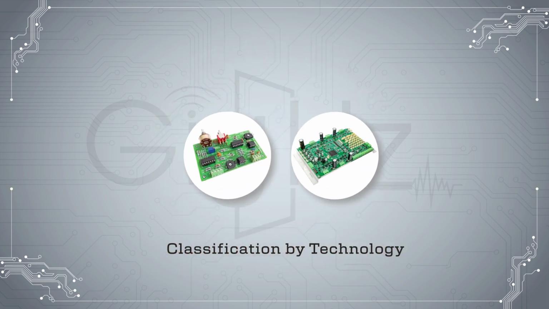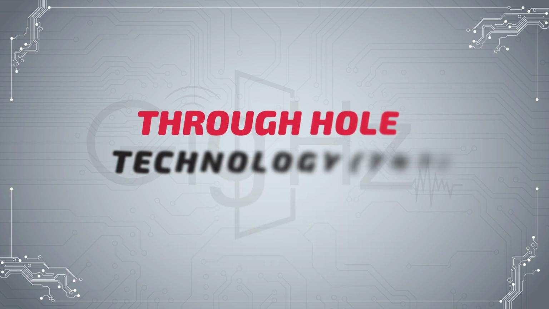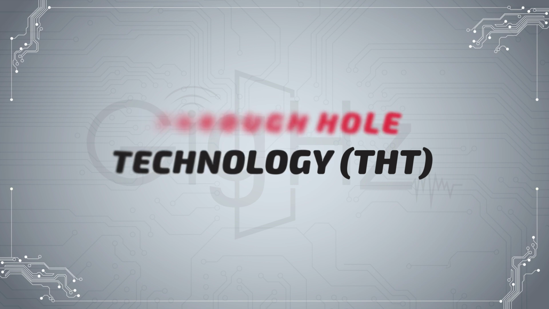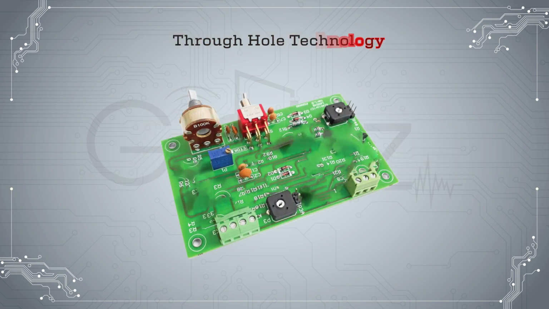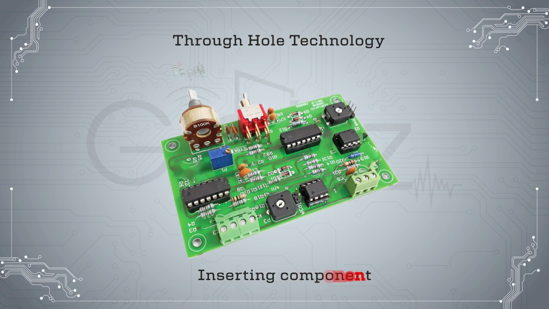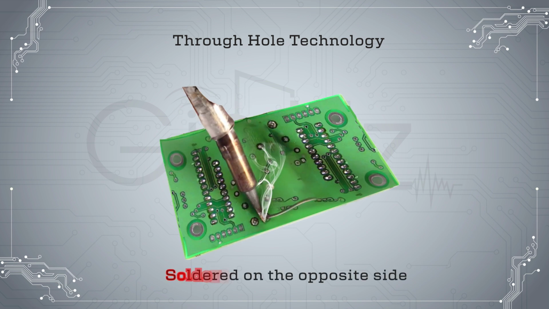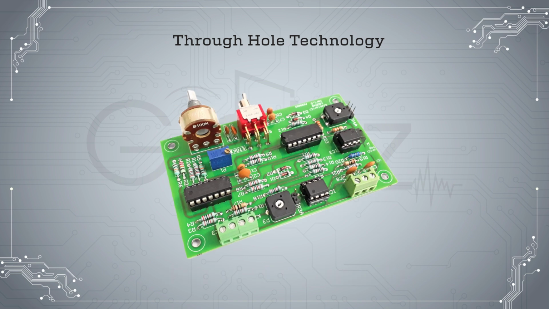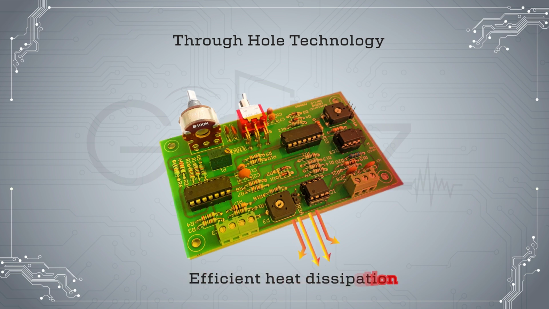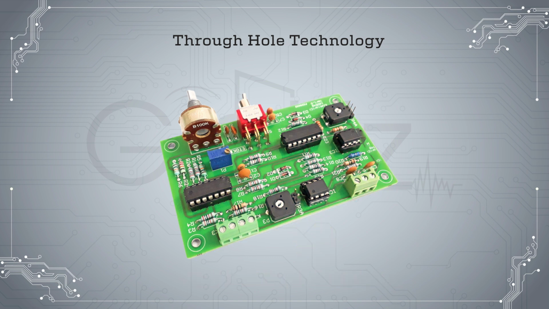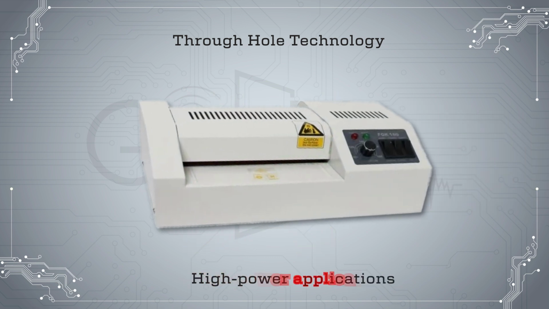Classification by technology. Manufacturing technology also influences PCB performance. Through-hole technology. Through-hole technology involves inserting component leads into drilled holes and soldering them on the opposite side. This method provides strong mechanical connections and efficient heat dissipation, making it suitable for industrial equipment and high-power applications.